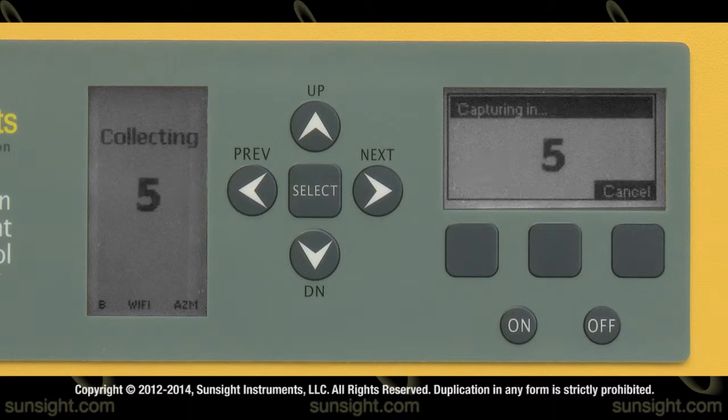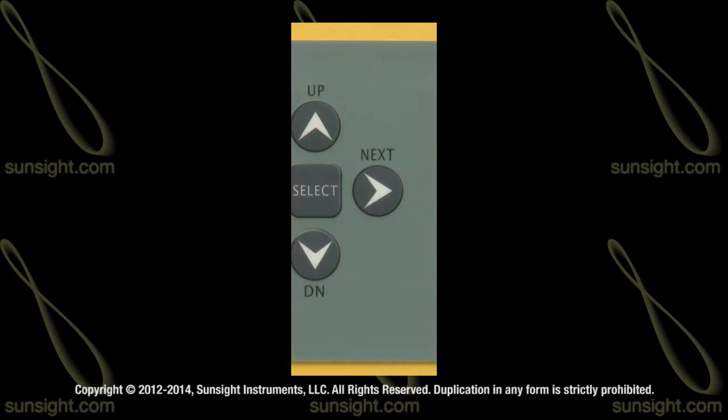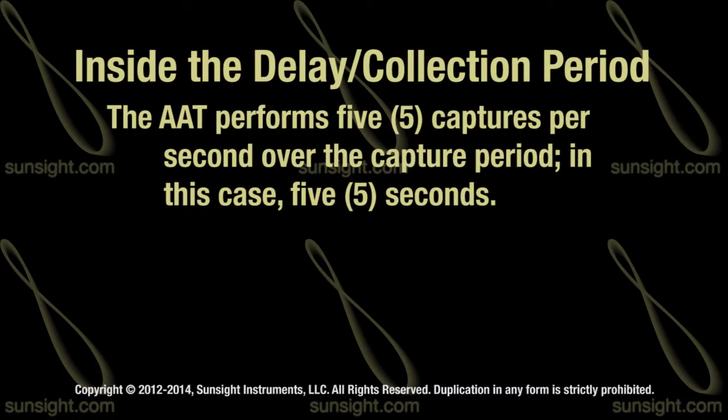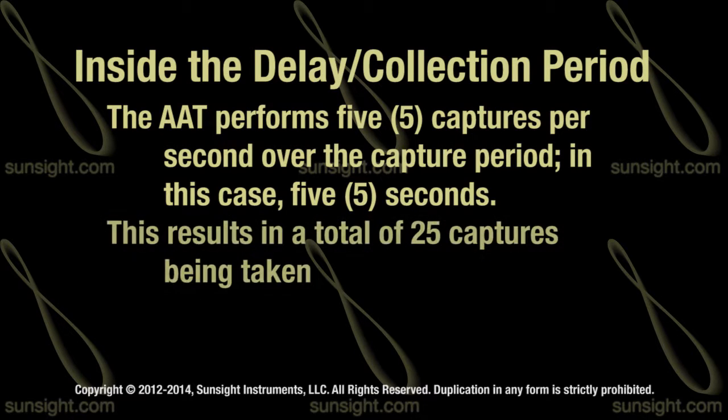and the overall capture timer on the horizontal display. In our example, the AAT starts its 5-second delay and then performs the captures over the next 5 seconds. Keep in mind that the AAT actually performs 5 captures per second, so in this instance, the AAT would perform a total of 25 captures and then average out the measurements to arrive at the actual values.